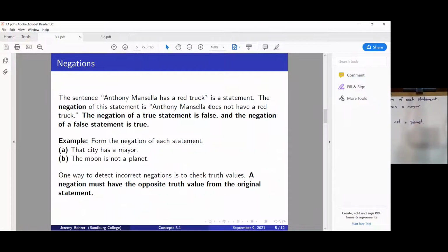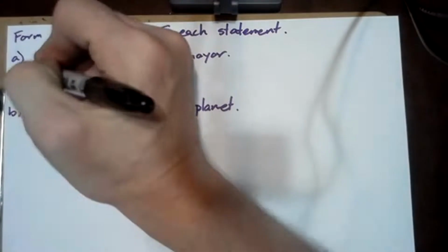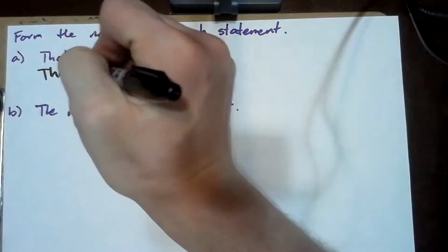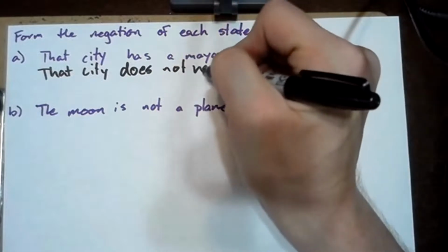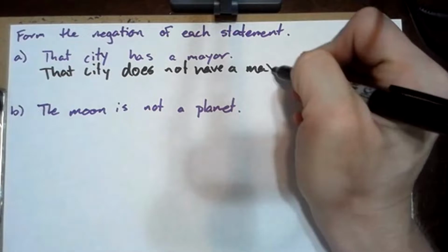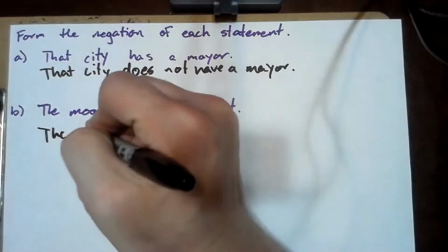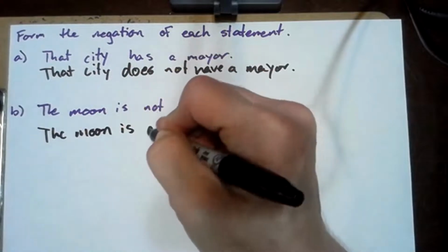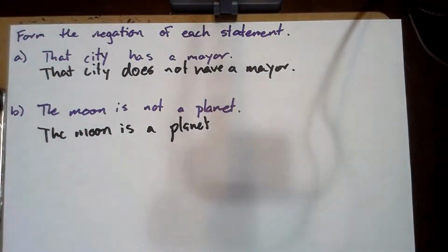Here we're asked to form the negation of some statements. Okay, so the first statement that we have to negate is that city has a mayor. This is a very simple negation. That city does not have a mayor. Then we've got the moon is not a planet. The negation there is the moon is a planet. Very simple. Next.